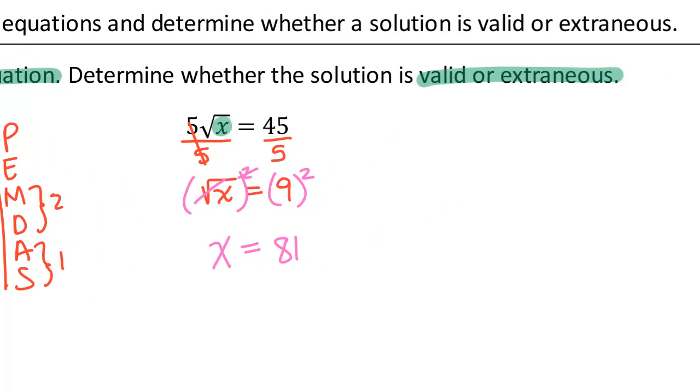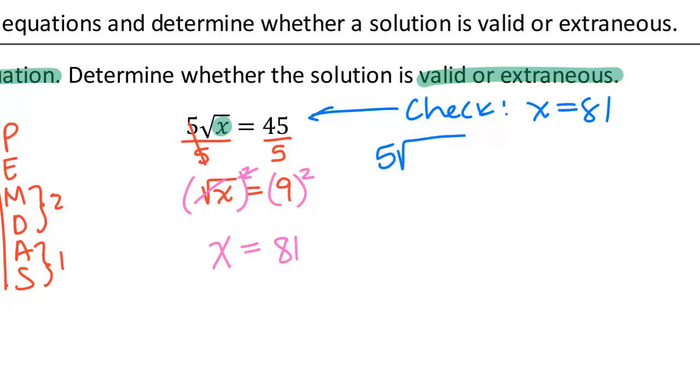Okay. Then I need to check it, because I have a square root here, and I could get an extraneous solution. So you guys need to check it. To check it, you plug x equals 81 into the original equation. My original equation had 5 times the square root of x, but I found 81 for my x, and I'm checking to see if that equals 45.